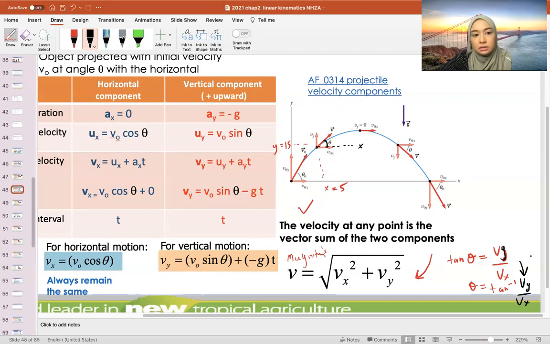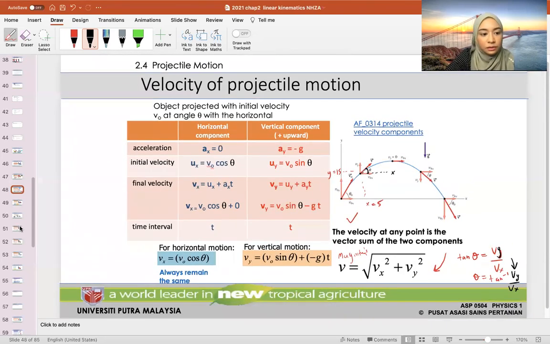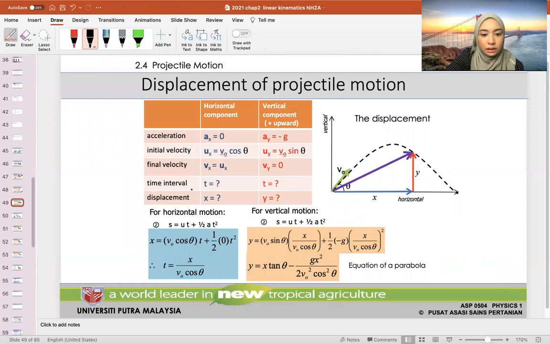Always y is on the top, x is on the bottom for anything. If you're talking about acceleration, then ay over ax; velocity, Vy over Vx; and displacement, sy over sx. Then you will get the angle. Nanti kita akan buat example. This seems lengthy, I know. We already talked about acceleration, initial velocity and then final velocity.